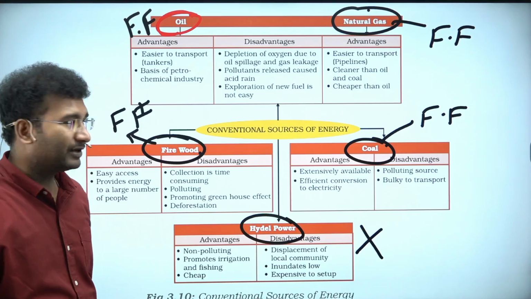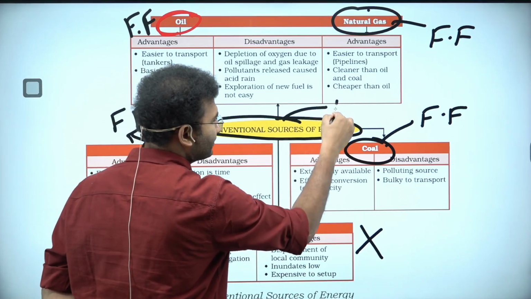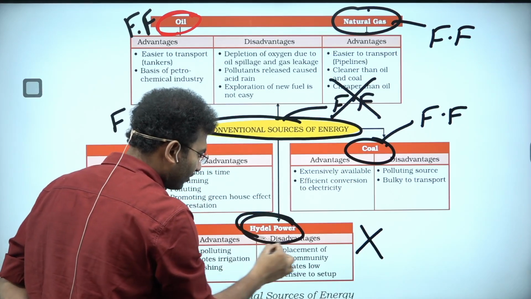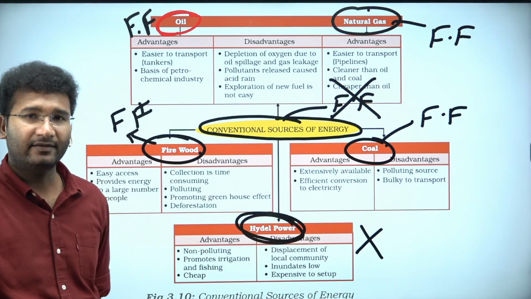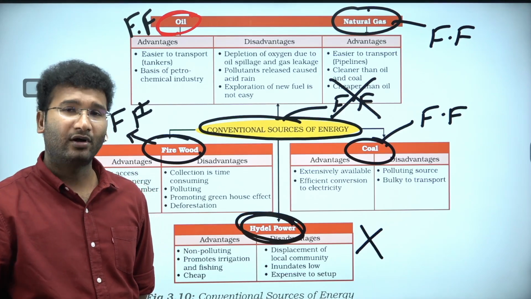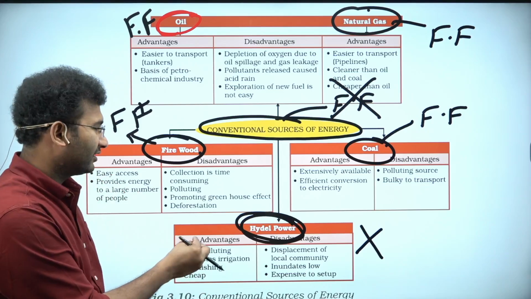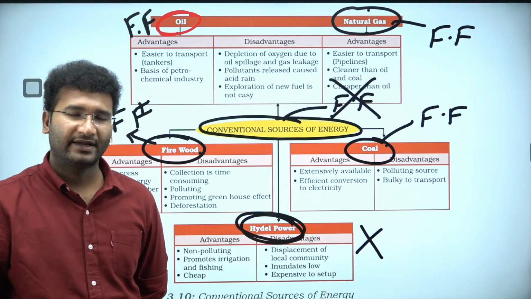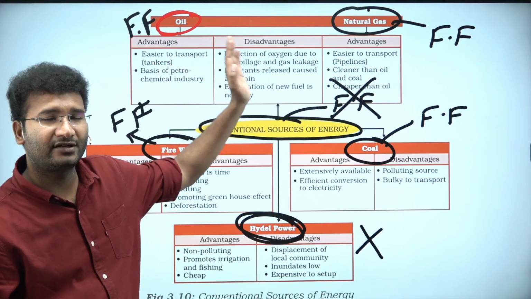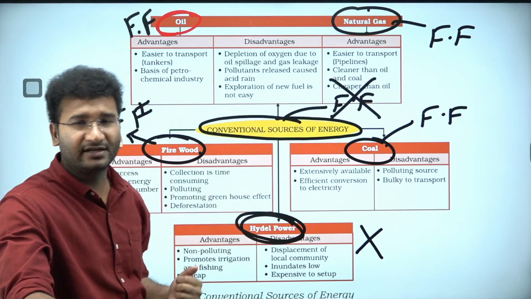Sometimes the examiner might ask you, are all the conventional sources of energy fossil fuels? You should say no. In this, hydropower is also a conventional source of energy, right? All the fossil fuels are not conventional sources of energy. Hydropower is also an example. But every fuel has its own advantages and disadvantages.